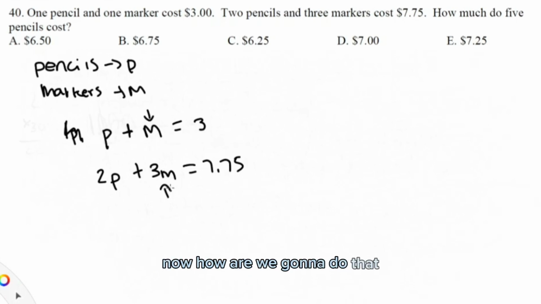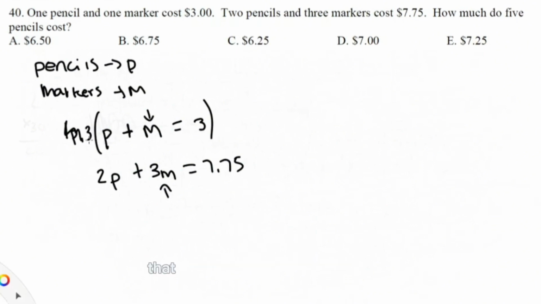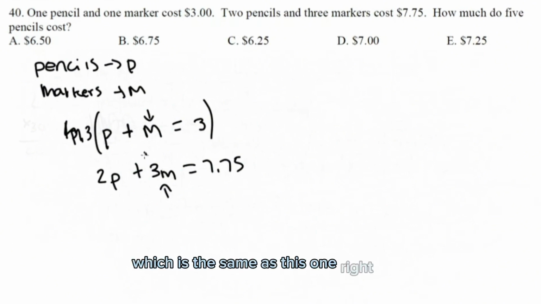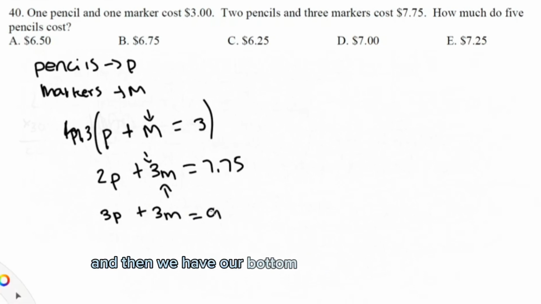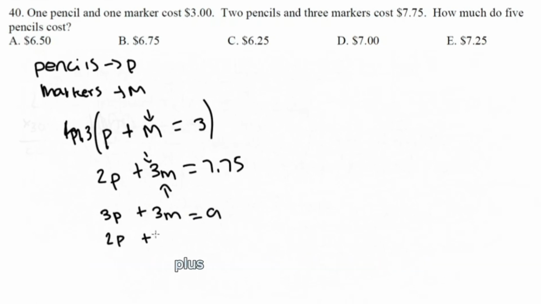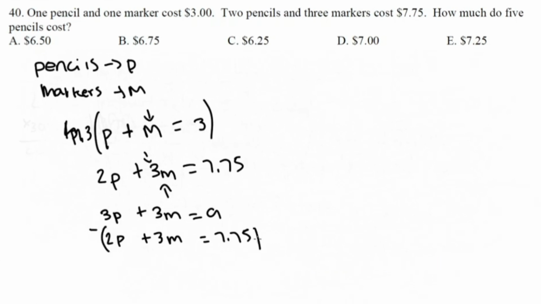Now how are we going to do that? Well, we're going to take this top equation and multiply it by 3. That way, this M value becomes 3M, which is the same as this one right here. So when we do that, that becomes 3P plus 3M equals 9. And then we have our bottom equation, which is 2P plus 3M equals 7.75. Alright, so now we can subtract this equation from the top one.